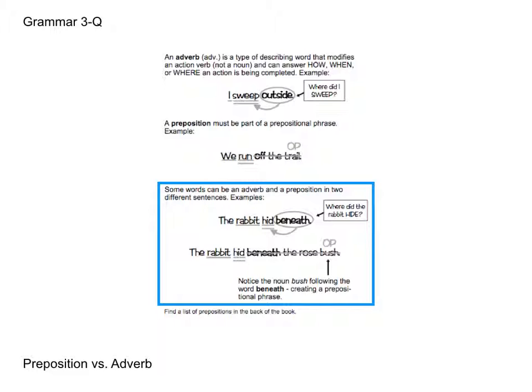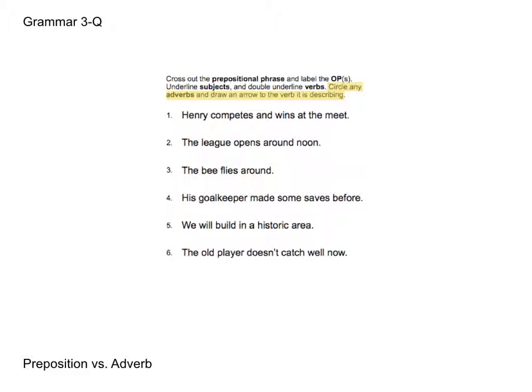So remember, you'll never find a preposition on its own. It will always be a part of a phrase, whereas an adverb will usually stand alone or be amongst other adverbs. So in this book, we'll have you identify different parts of speech and functions of speech. First, we want you to always cross out the prepositional phrase and label the OP. And then we also want you to underline the subject and double underline the verb.